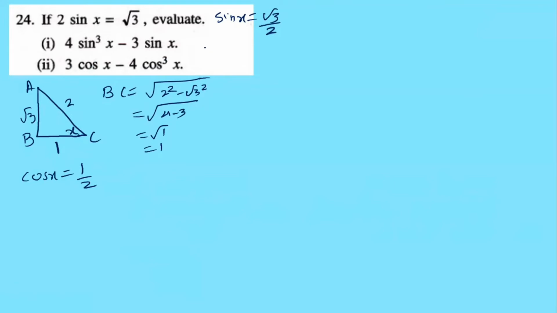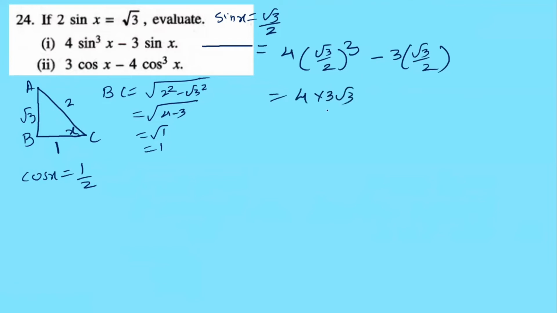So let us find the first part of this, which is 4 sine cube x. So 4 into root 3 by 2, cube of that, minus 3 sine x, 3 times root 3 by 2. Root 3 cube is 3 root 3. So this becomes 4 into 3 root 3 upon 2 cube, which is 8, minus 3 root 3 upon 2. 4 ones are 4, and 4 twos are 8. So root 3 by 2 minus root 3 by 2, we get this as 0. So the first part, we got the answer as 0.